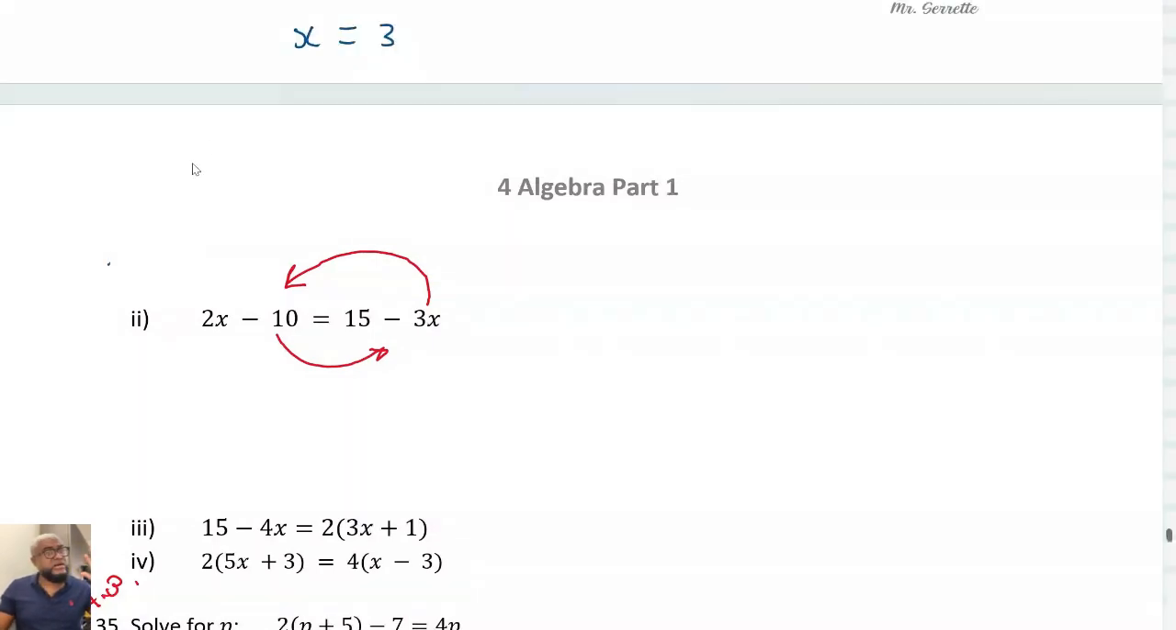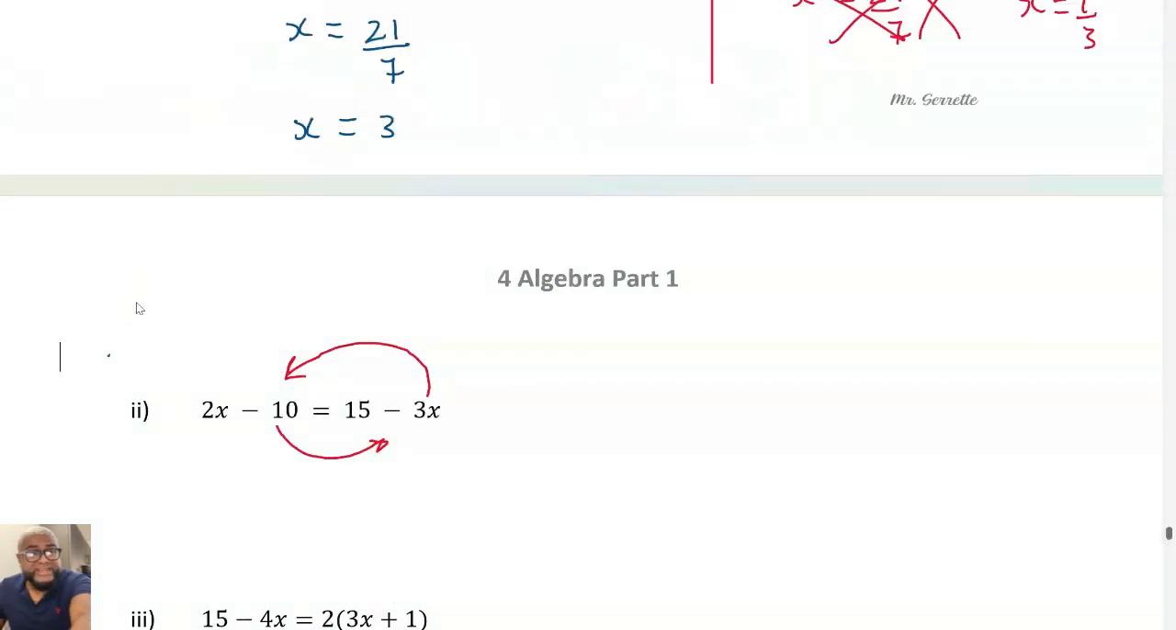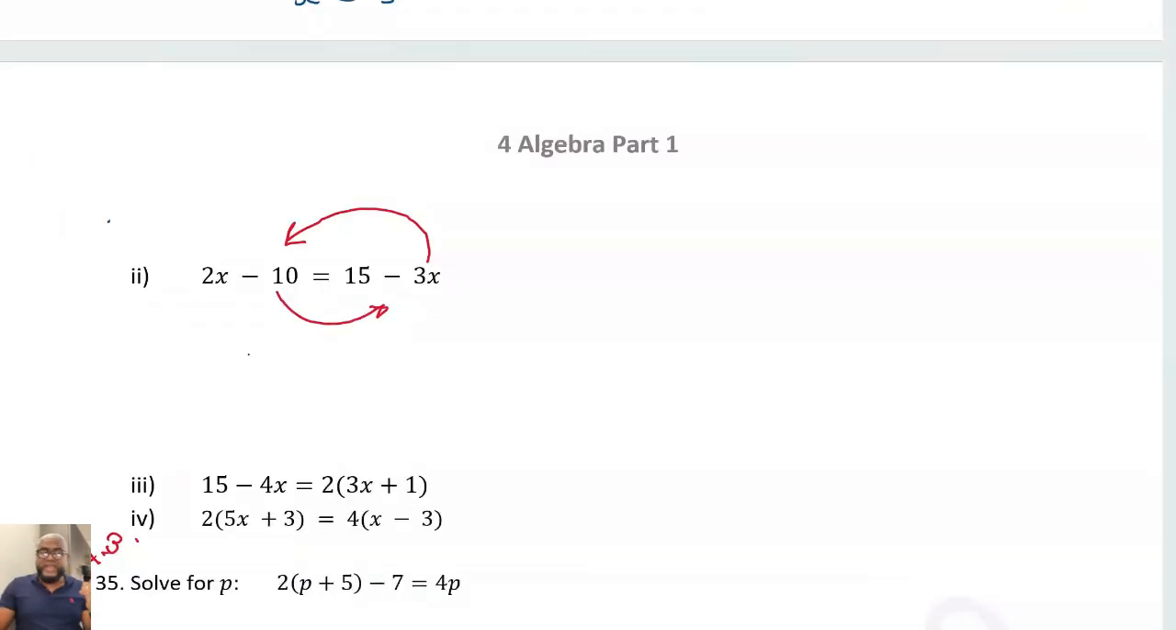Composure is everything. So what do I need to do here? You need to compose yourself. 2x didn't go anywhere, and 2x remains on the left. I bring 3x here, so what do I put next? Plus 3x. I put in the equal sign. What remained on the right hand side? I didn't move that. 15. Back to 15. And then what came here now? Plus negative 10 becomes plus 10. All good here? Yeah.